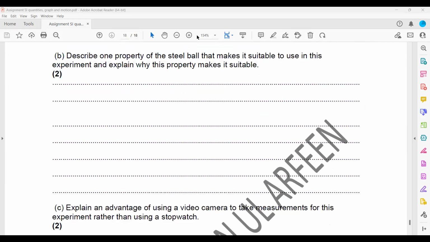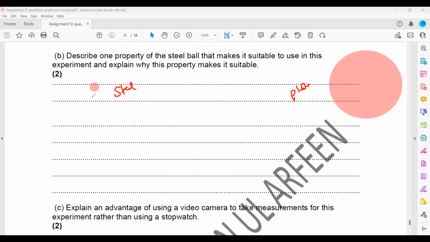Then describe one property of a steel ball that makes it suitable to use in this experiment and why this property makes it suitable. First thing, a steel ball will have relatively high density. An object with high density has more mass in a small space. Otherwise, for example, if I use a plastic ball, plastic has low density, so the same mass will have a large volume. So what is the advantage of using steel over plastic?